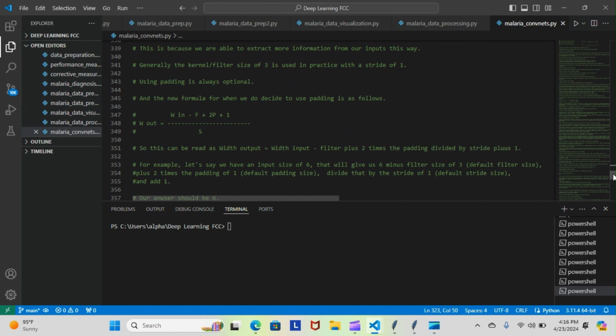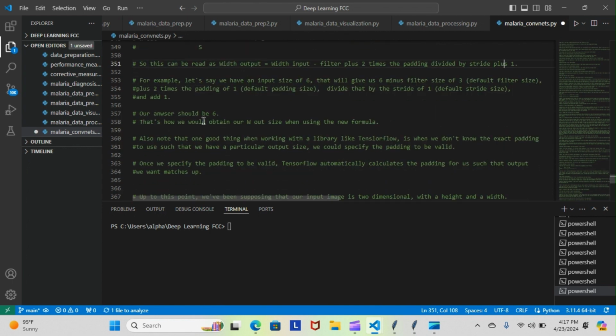And the new formula for when we do decide to use padding is as follows. The plus 1 actually goes at the end. So to better read that: the width output equals the width input, take away the filter, plus 2 times the padding, divided by the stride, plus 1. This can be read as width output equals width input, take away filter, plus 2 times the padding, divided by the stride, plus 1.